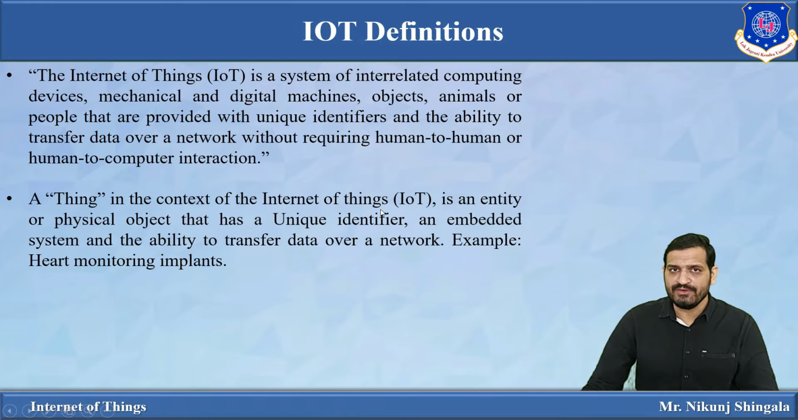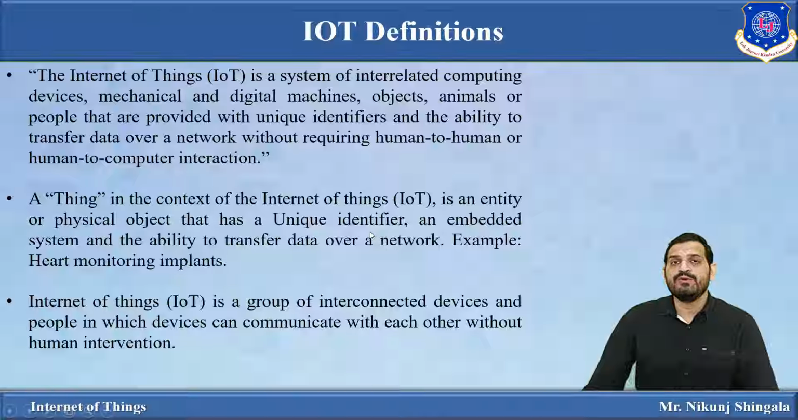What is a thing in the context of IoT? A thing in the context of Internet of Things is an entity. It may be a physical object that has a unique identifier. As I told you, every object connected to the network, how will we identify it? By means of a unique identifier. So it is a physical object that has a unique identifier, has an embedded system, and has the ability to transfer data over the network. What is an example of that? A heart monitoring implant. Certain sensors are implanted in the body of a person to monitor the heart pulses, heart pressure, everything.